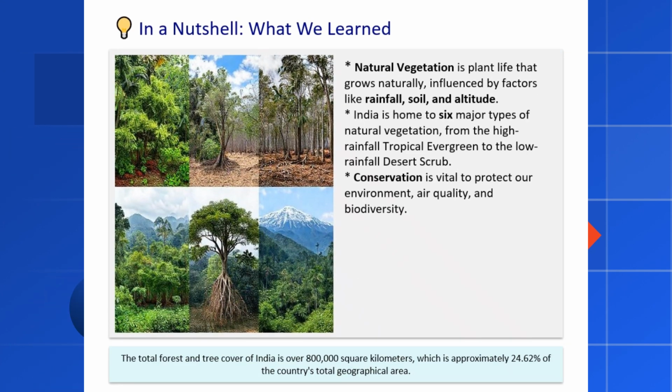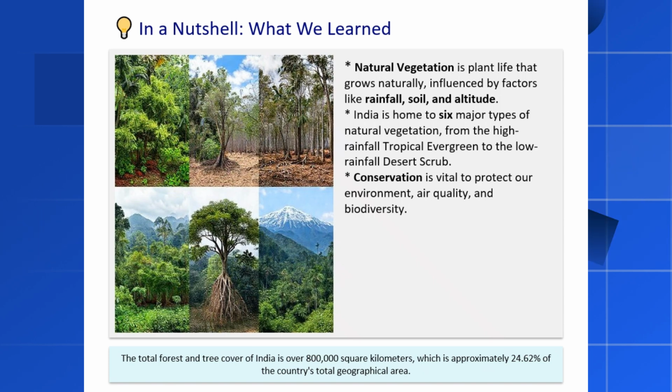To wrap up, let's review what we've learned today. Natural vegetation is the plants and trees that grow naturally, determined by factors such as rainfall, soil type, and altitude. We explored India's diverse green cover, which is broadly divided into 6 major types, each adapted to its unique environment. From the dense tropical evergreen to the unique tidal mangrove forests, India's vegetation is a treasure. And finally, we established that the conservation and protection of these forests are absolutely vital for a healthy planet and a prosperous future for all.